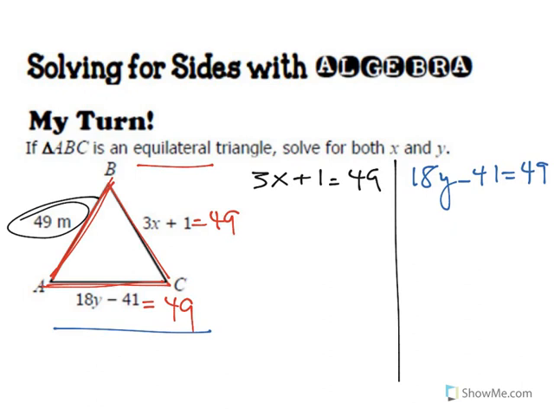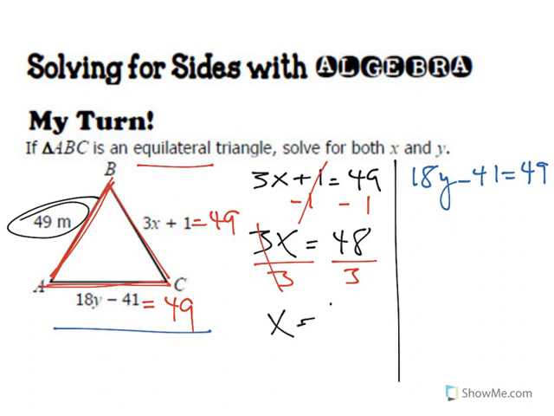So let's go ahead and do the first one here. I'm going to subtract 1. I'm left with 3x equals 48. Divide everything by 3. And I'm left with x equals 16.